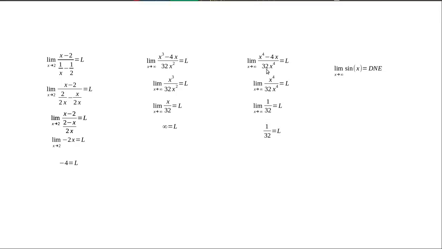Some limits also don't exist when you're going to infinity. For instance, the limit of sine of x. Sine of x periodically goes up and down between -1 and 1, and there's no value that it ends up approaching as you go to infinity. So the limit does not exist.